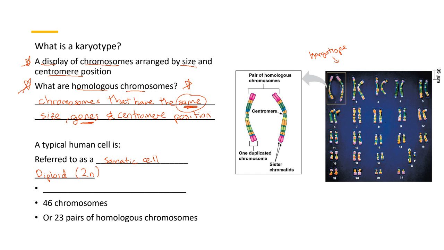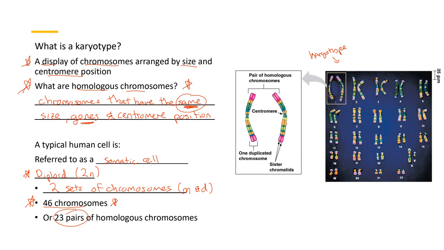Why 2N? And what does diploid mean? It means that we have two sets of chromosomes. Why? Because one set has come from our mom and the other from our dad, okay? So our cells are diploid. They have two sets of chromosomes, one from mom, one from dad. In total we have 46 chromosomes. But like I said before, they come in pairs, 23 pairs of homologous chromosomes.